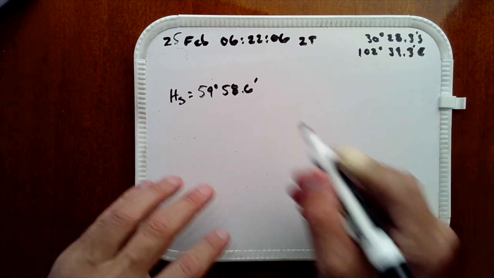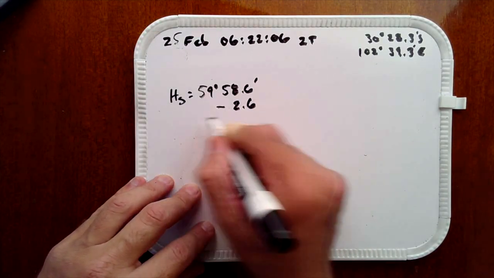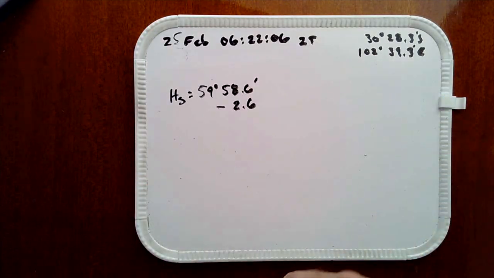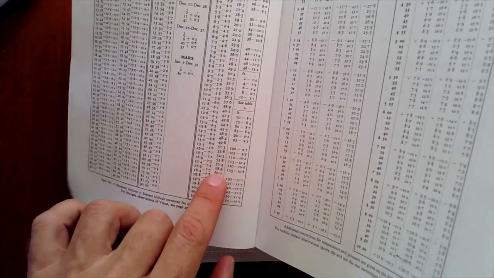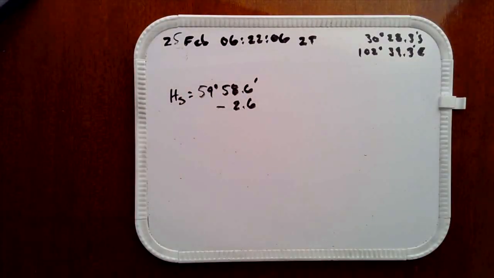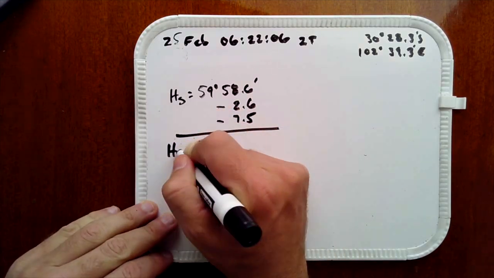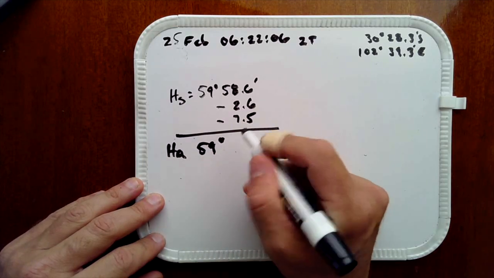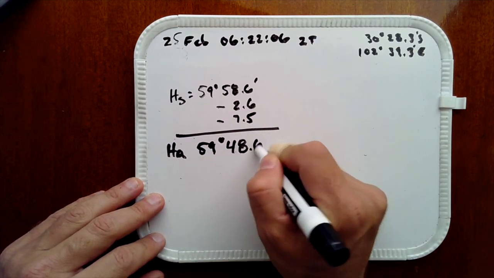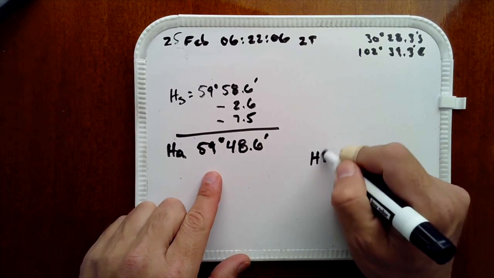So our index error said that we needed to apply an index correction of negative 2.6. And our height of eye was 59 feet above the surface of the sea. So that means that our correction here is going to be negative 7.5. So that makes an HA, or a height apparent, of 59 degrees, 48.6.